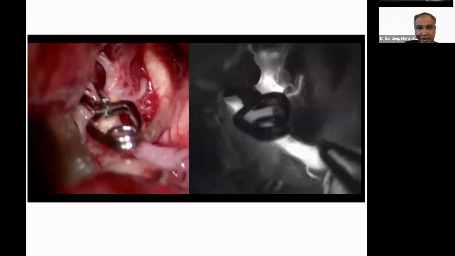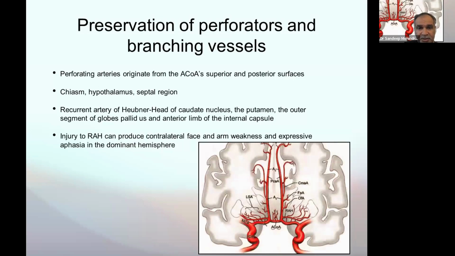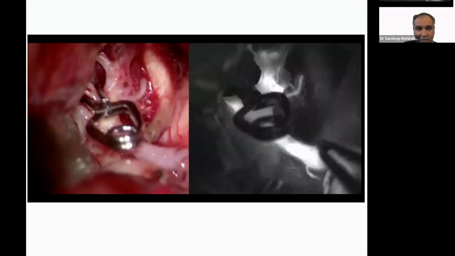This video is not playing. So this one is a nice photograph showing an ACOM aneurysm with ICG, a clip placed, and all the things: parent A1, both the A2s are clearly visible and the clip has been placed.